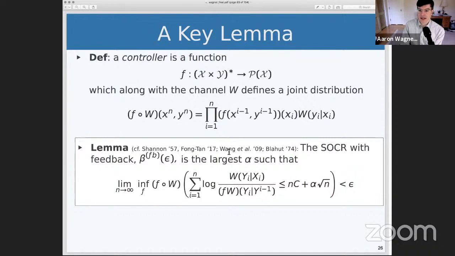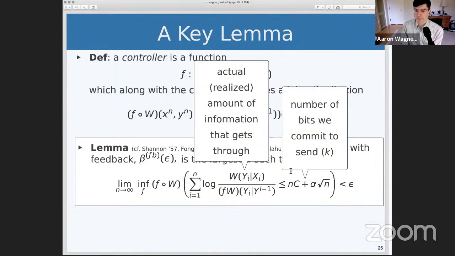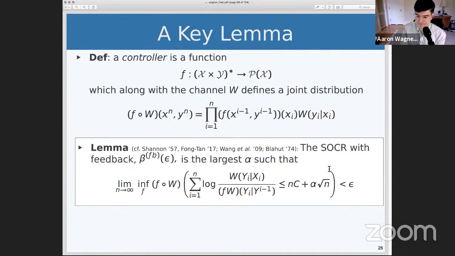Intuitively, you can think of the right-hand side here, nC plus alpha square root of n, as the number of bits that we're committed to send. That's the k parameter, the number of bits we're sending. This quantity here, we talked about this on Wednesday. This is the information density. You can think of it as the actual or realized information that gets through. If the left-hand side is less than the right-hand side, then the decoder intuitively ends up short and doesn't have enough information to disambiguate the k bits, and so it's forced to just guess. That's the basic intuition here.